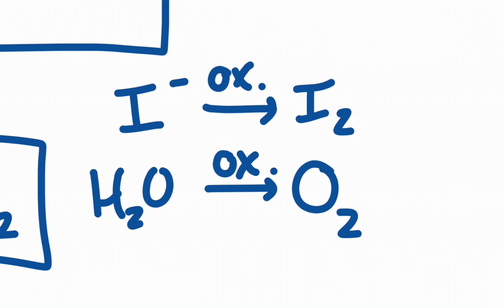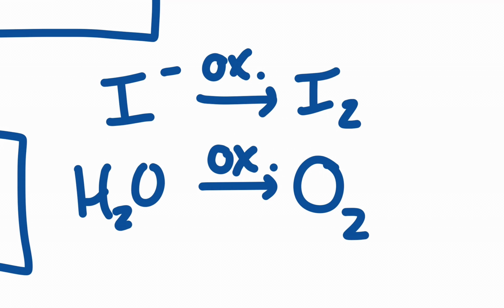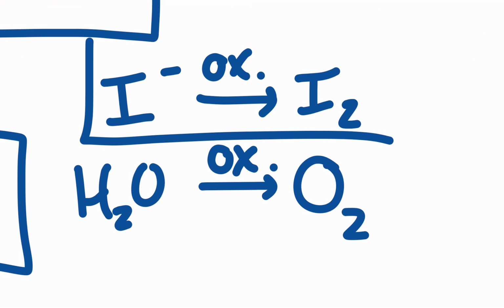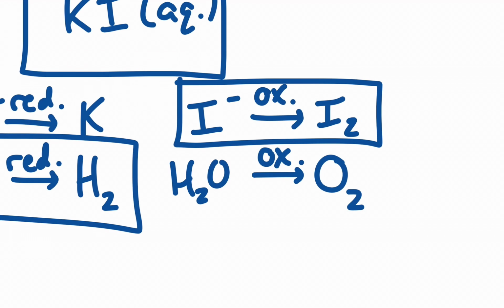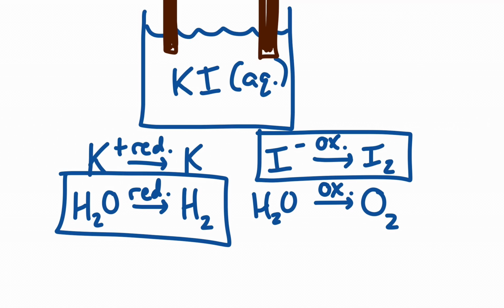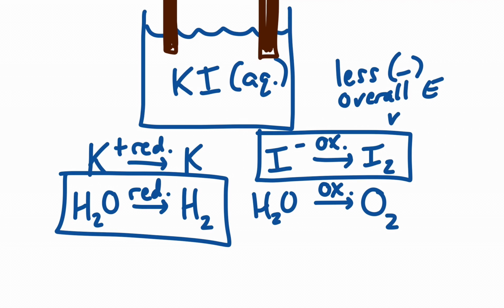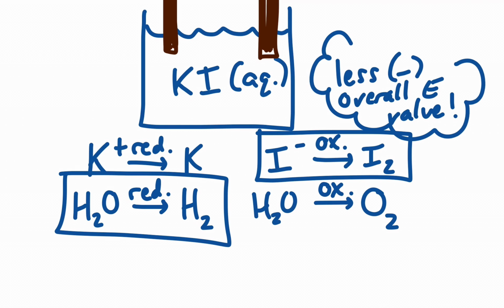It's probably not clear what's more favorable for iodide versus water. Turns out that it's easier to oxidize iodide than it is to oxidize water. You want the less negative overall E value. That's what you do when you compare these things. So we're saying more positive. So we know that in this case we would get iodine at the anode, which is the name of the oxidation site, and hydrogen at the cathode, which is the name of the reduction site.